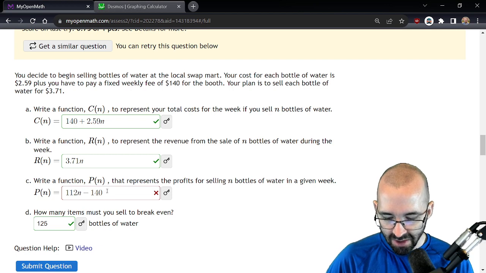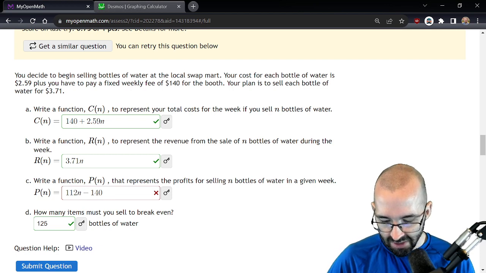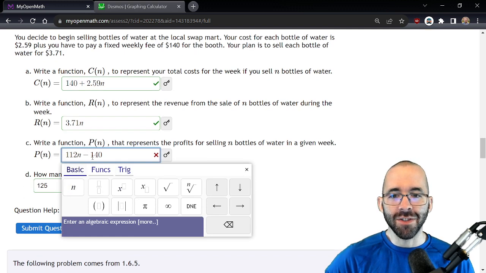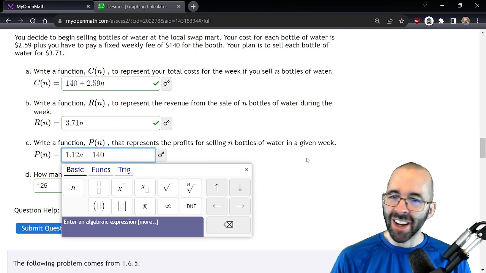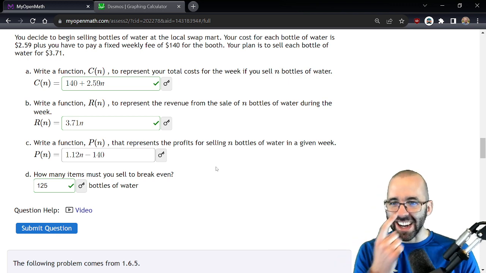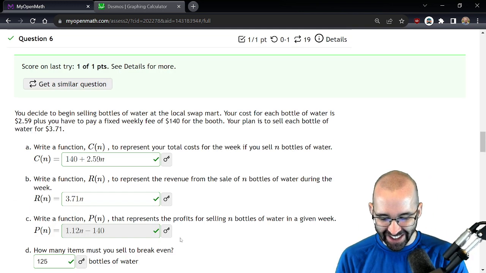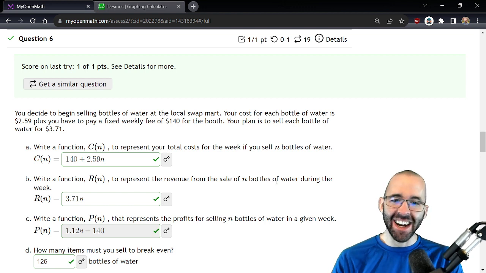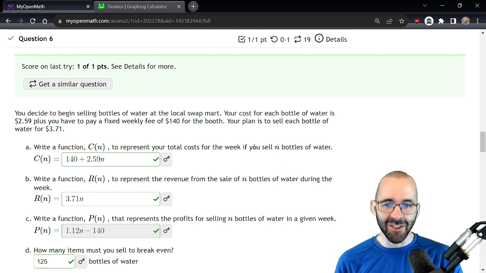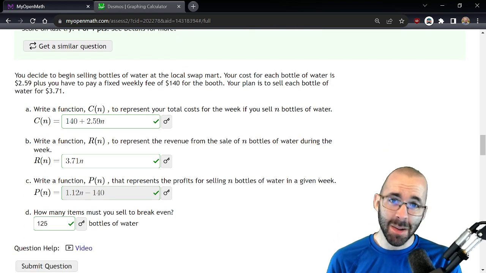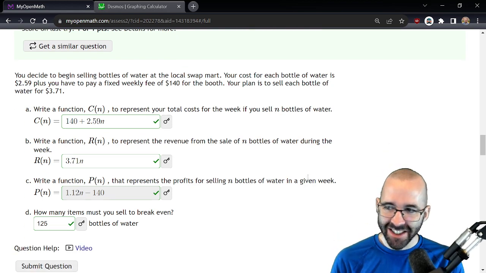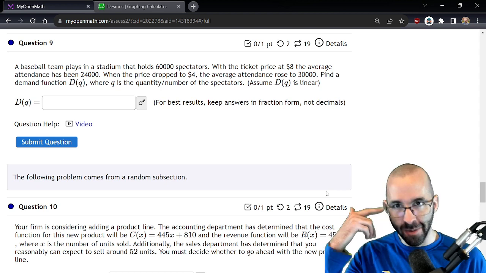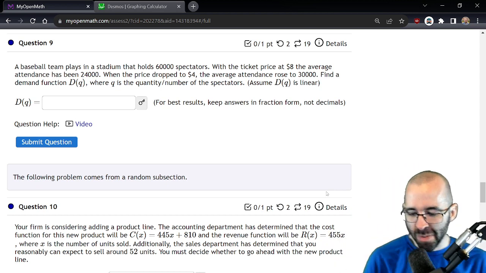Uh-oh. What did I do wrong? I said that we're profiting $112 for every water bottle. Woo, that'd be a good racket. All right, that should be good. Man, I don't know how I'm selling these water bottles for so much, but that would be some nice profit. Or some really big water bottles. Let's do the last one. Then it's lunchtime. I'm still hungry from thinking about those donuts in a previous video.